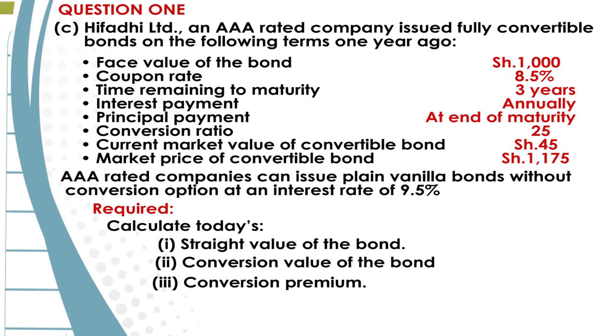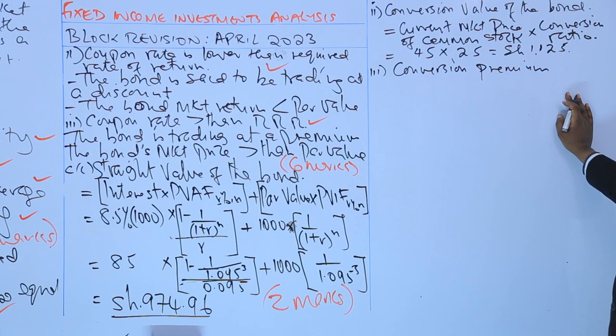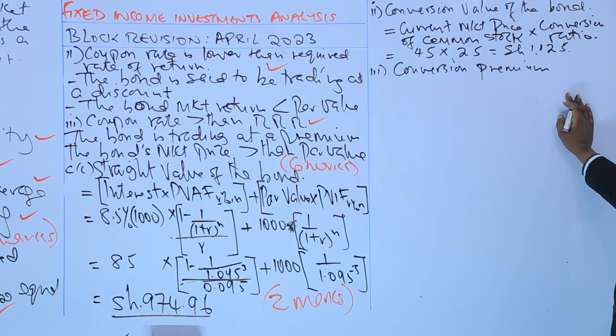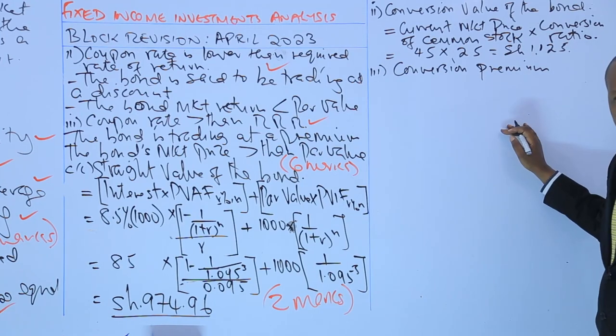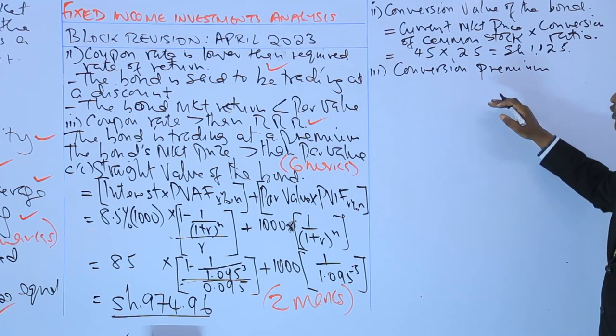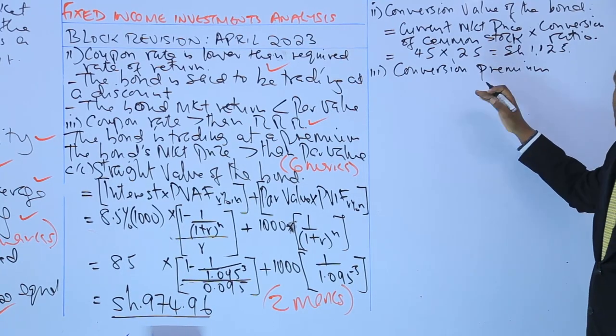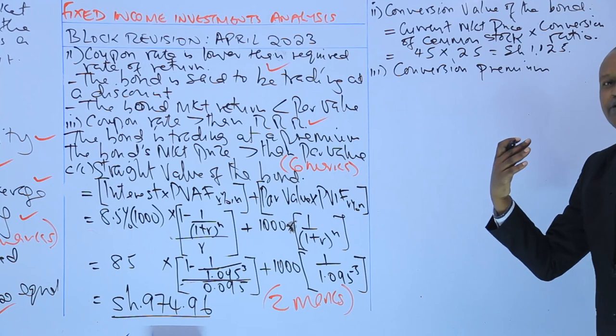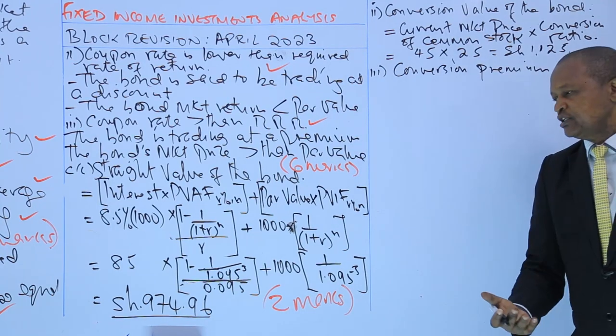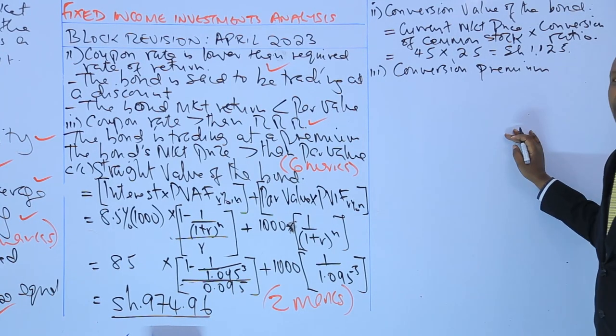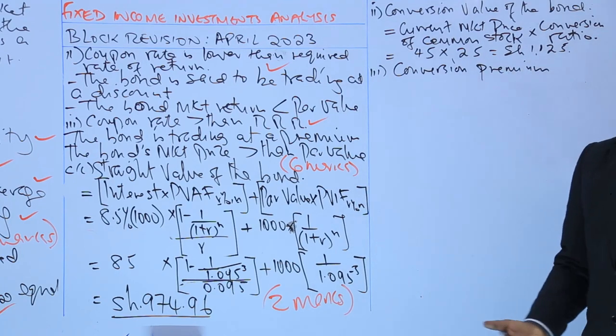calculate conversion premium, 2 marks. Calculate conversion premium. What is the meaning of conversion premium? Candidates, the conversion premium of a convertible bond refers to the additional cost an investor pays for the option to convert the bond into the predetermined number of shares of the issuer's common stock at a specific price in future.